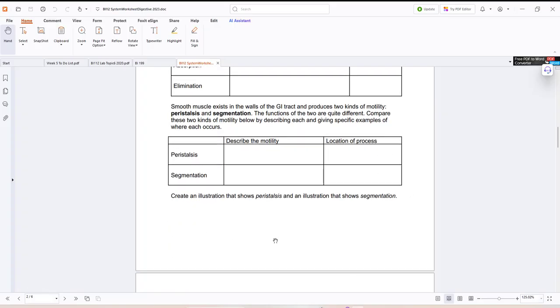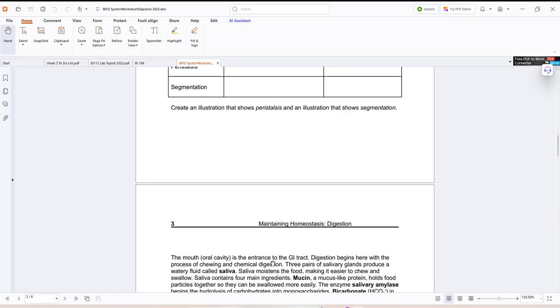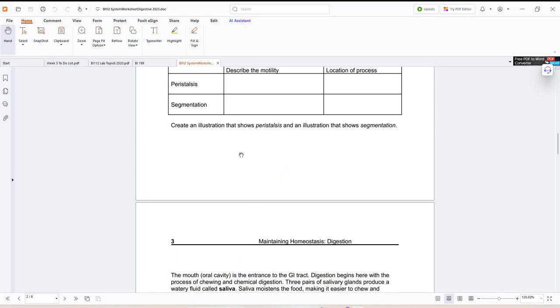Then you're going to draw it out. So draw an illustration demonstrating peristalsis versus segmentation. So there will be a drawing here.